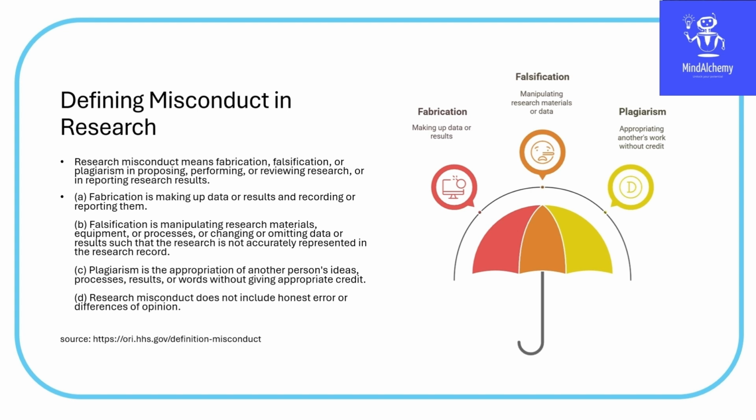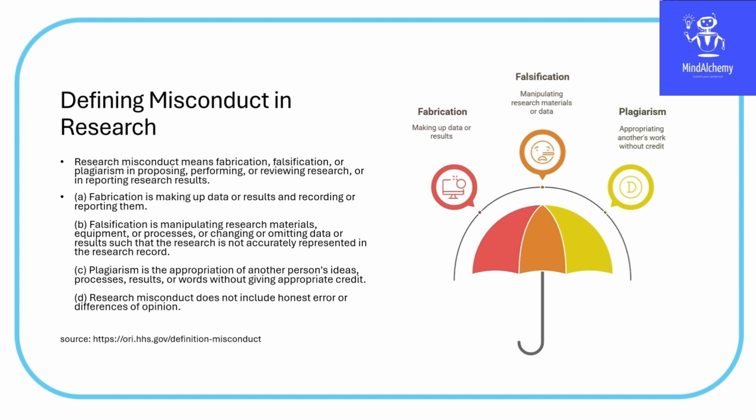Then falsification is to manipulate your research materials. That is, you may omit certain data, you may change certain data and results such that the research is not accurately represented in the research record. Why you do that? Because you may be willing to show someone else's work as your own work just by changing certain values and just by enhancing or decreasing certain values in that particular research, which is also one of the significant misconduct in research and known as falsification. Then comes plagiarism, which is the appropriation of another person's ideas.